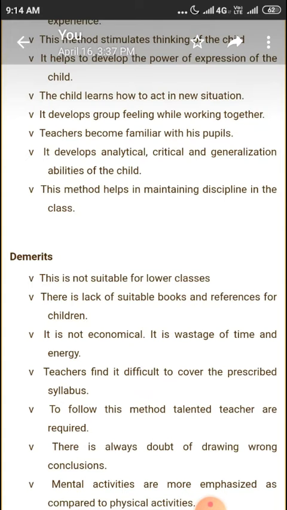Next, it develops group feeling while working together. Teachers become familiar with their pupils. Next, it develops analytical, critical, and generalization ability of the child. This method helps in maintaining discipline in the class.